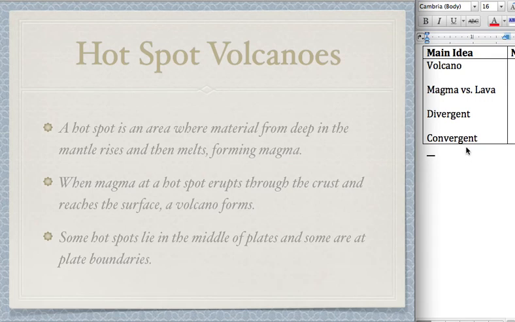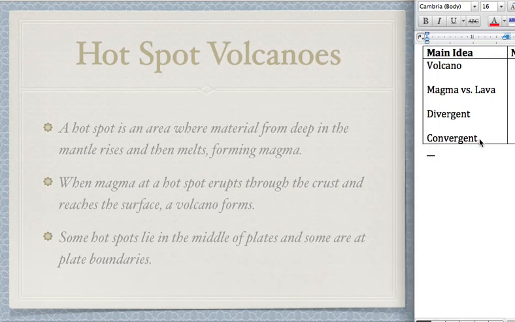Our last way we can get a volcano is new, and this is called a hotspot. A hotspot, not hot sport, is an area where material deep in the mantle rises and melts, forming magma. So it's basically a plume of magma pushing up from the mantle and just punching a hole through the crust. We don't totally understand where or why these exist. That's definitely still an area of current study in geology. But we do know that they're there because we can see the effects of them.